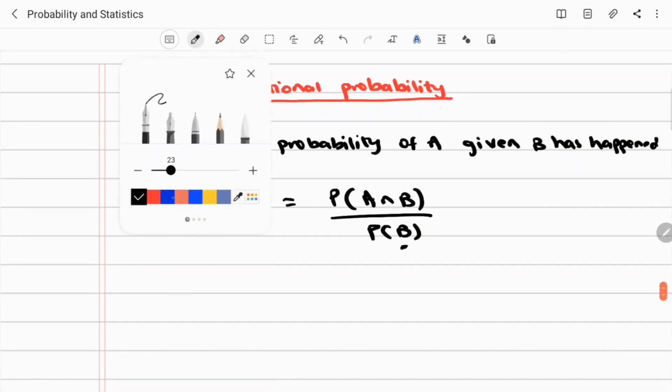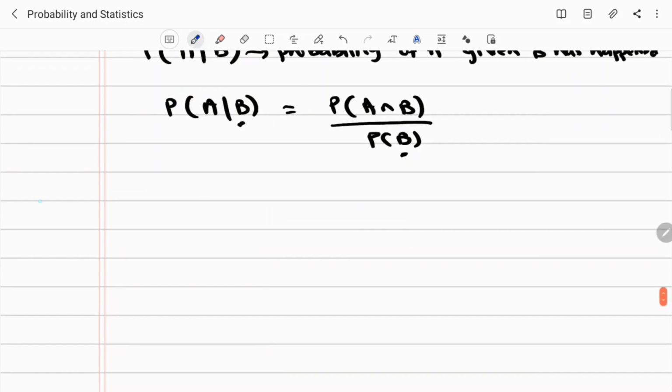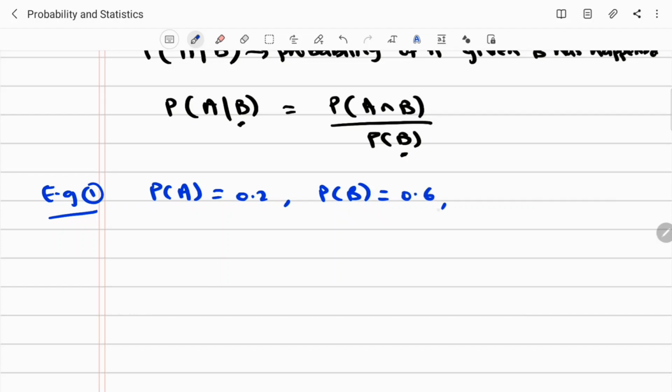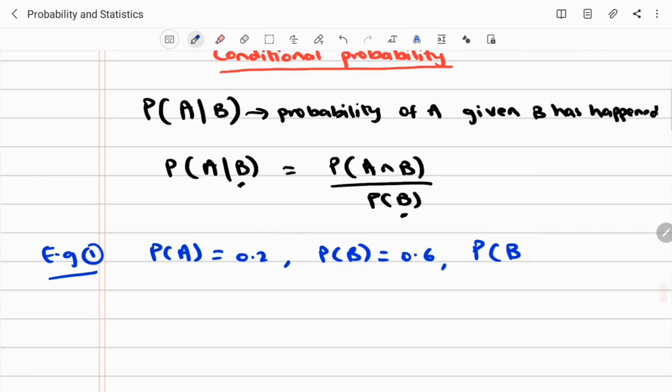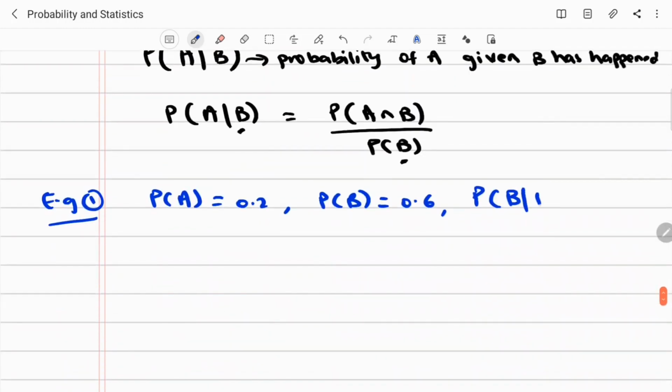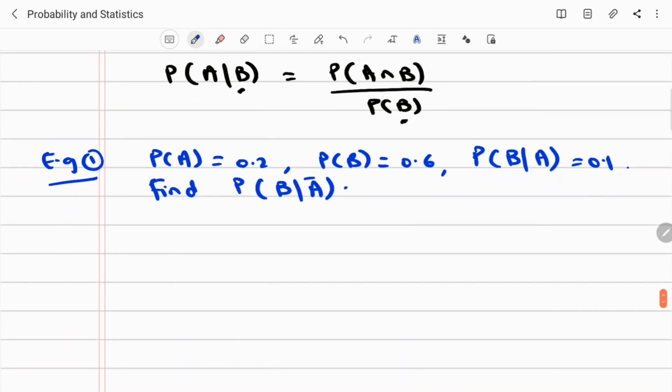Now, let's look at an example. Example 1: we have the probability of A occurring, let's say it's 0.2, the probability of event B happening 0.6, and the probability of event B happening given A has happened 0.1. The question is, find the probability of B happening given A dash has occurred.